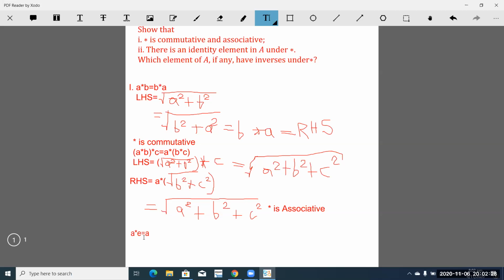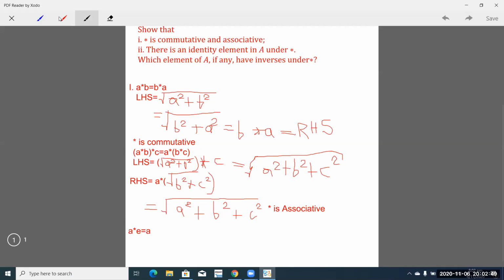So when we solve a star e equal to a, what do we do next? We would have the square root of a squared plus e squared is equal to a. Very good. So I'm going to write it as the square root of a squared plus e squared is equal to a. What are we going to do next?